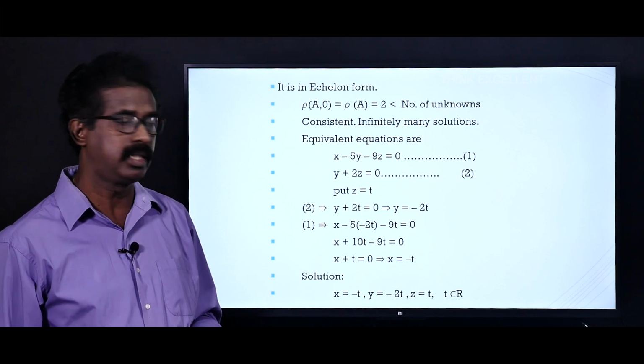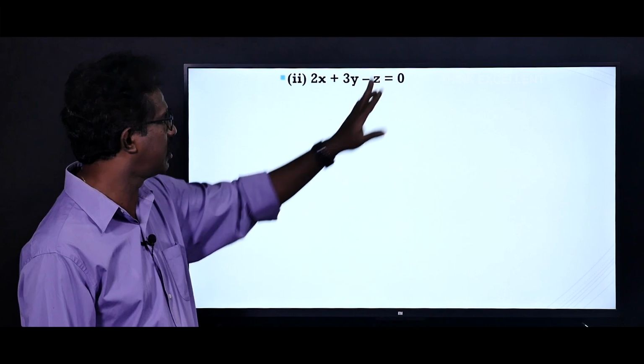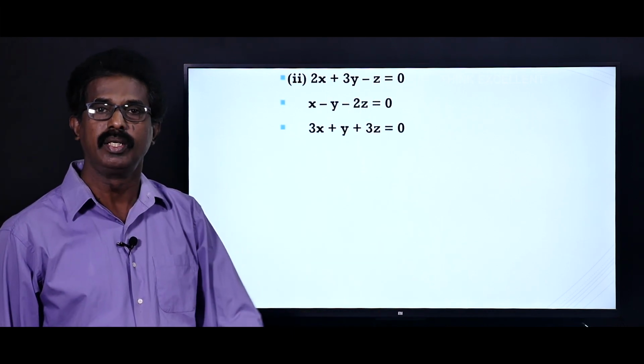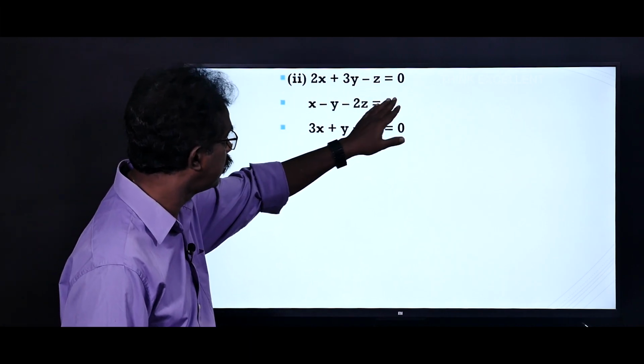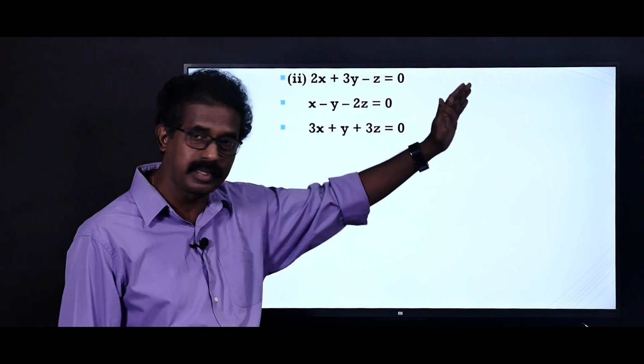Shall we go for the next question? Look at this. First equation, right side 0. Second equation, right side 0. Third equation also right side 0. The left side x, y, z. Sometimes the constant they give here equal to 0. That is not homogeneous. Constant take it to the right side.